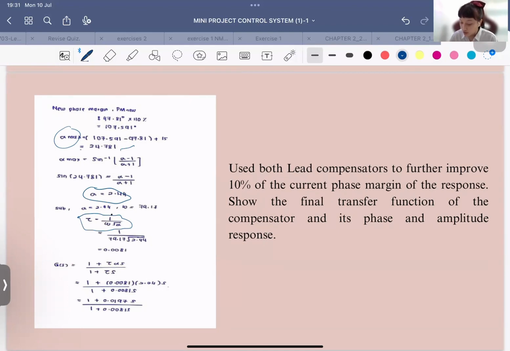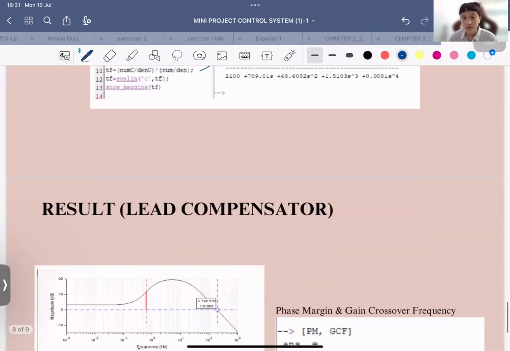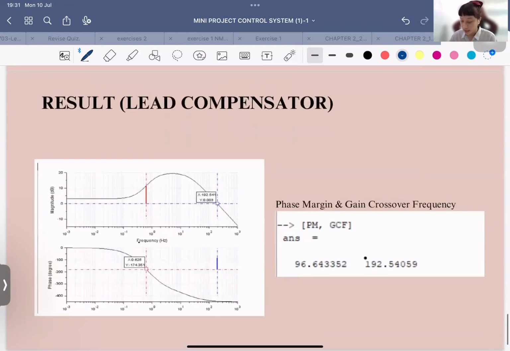Next, we use the Scilab code for the compensator. We have to multiply num C and den C, and we have to divide between the num C and the den C. After we run, we got the result for the lead compensator, which is this graph, and we are able to find the lead compensator phase margin, which is 96.643352, and the gain crossover frequency 192.54059.